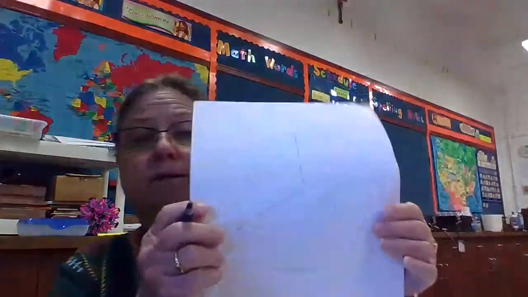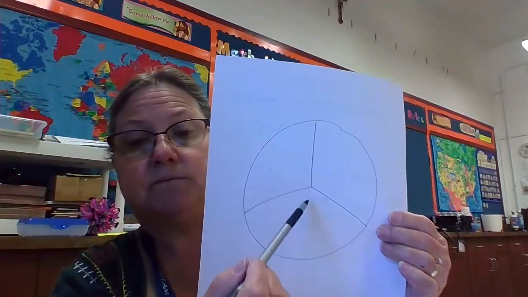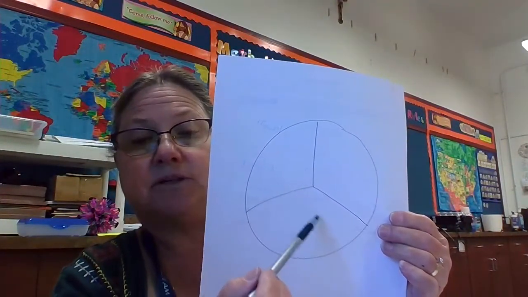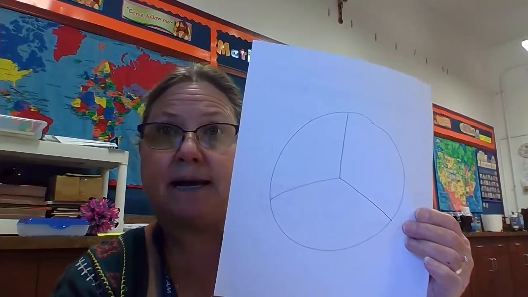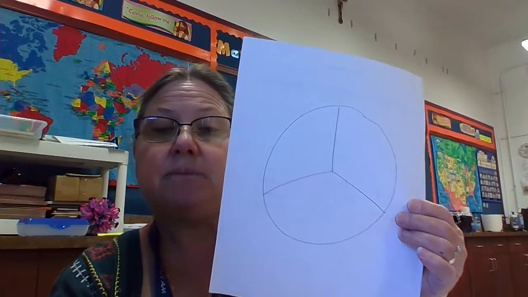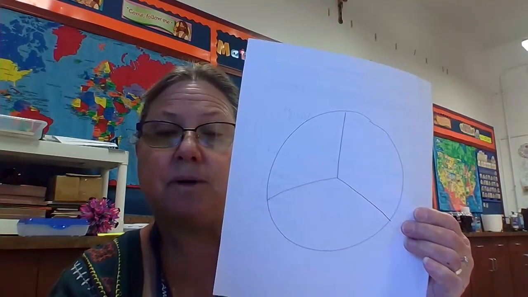So, I will show you how to make this into 3 parts. I drew a line from the top, down to the middle, right here. And then I went from the middle to each side. And now I have 3 parts to my pie. Go on and pause and draw your pie to look like this.